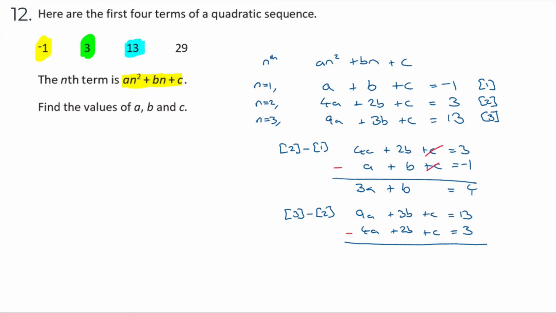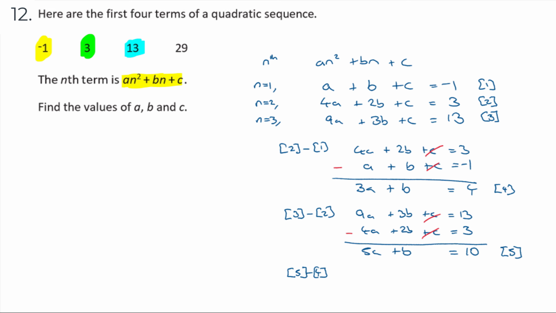Okay, so then 9a take away 4a is 5a, and 3b take away 2b is b, and c take away c is zero, and then 13 take away 3 is 10. Okay, so now we've got two new equations, equation 4 and equation 5. Equations 4 and 5 are both in a and b. So we can now take those two simultaneous linear equations and solve them because we've got two equations and two unknowns. So what I'm going to do is take equation 4 away from equation 5. So equation 5 subtract equation 4.